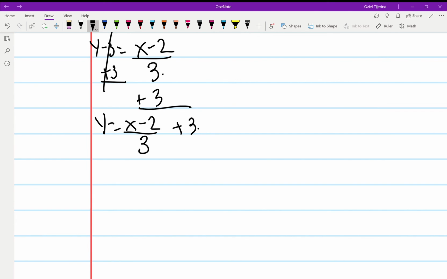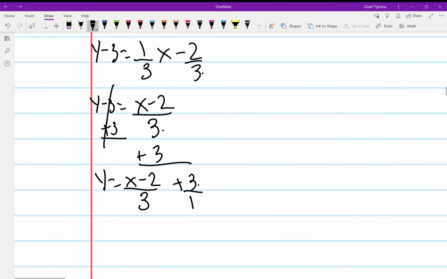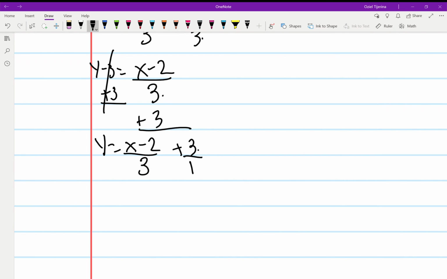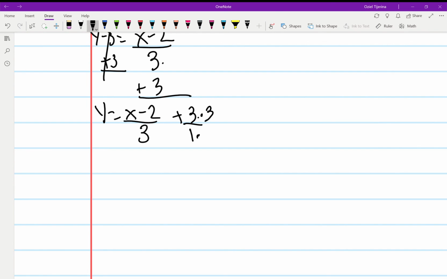Now if we go ahead and simplify this, we have (x minus 2) over 3 plus 3 over 1. So we have to go ahead and get our common denominator, which is 3, because 1 and 3 would be 1, 2, 3, and then this one would be 3, so therefore it would be 3.